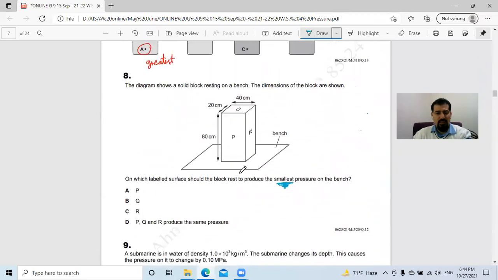But now let's return back. On which side? Most of you told me that the answer is side P. Why does side P have the least pressure? Because it has the greatest area, 40 multiplied by 80. The length is 80 multiplied by the width, which is 40. So the smallest pressure will be on P.